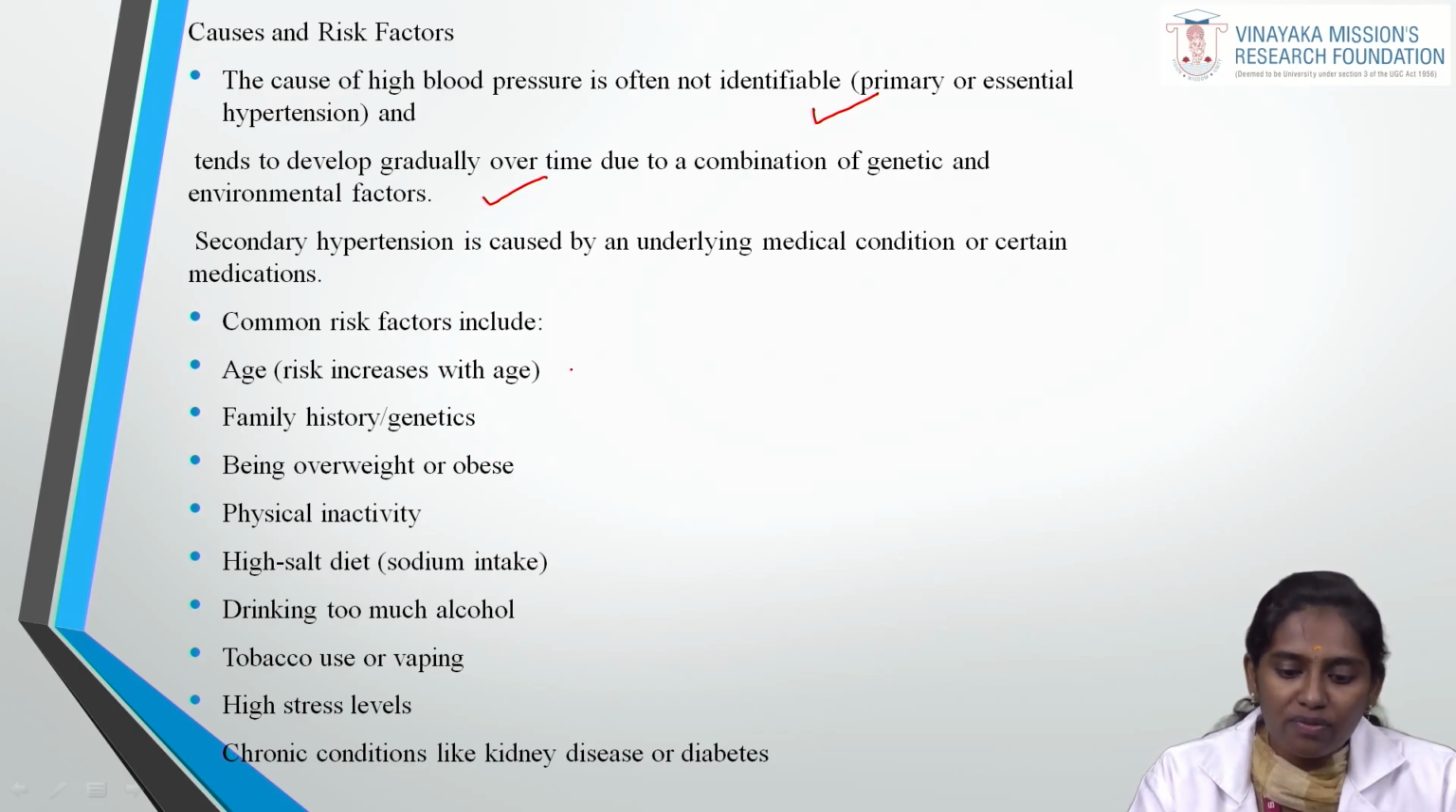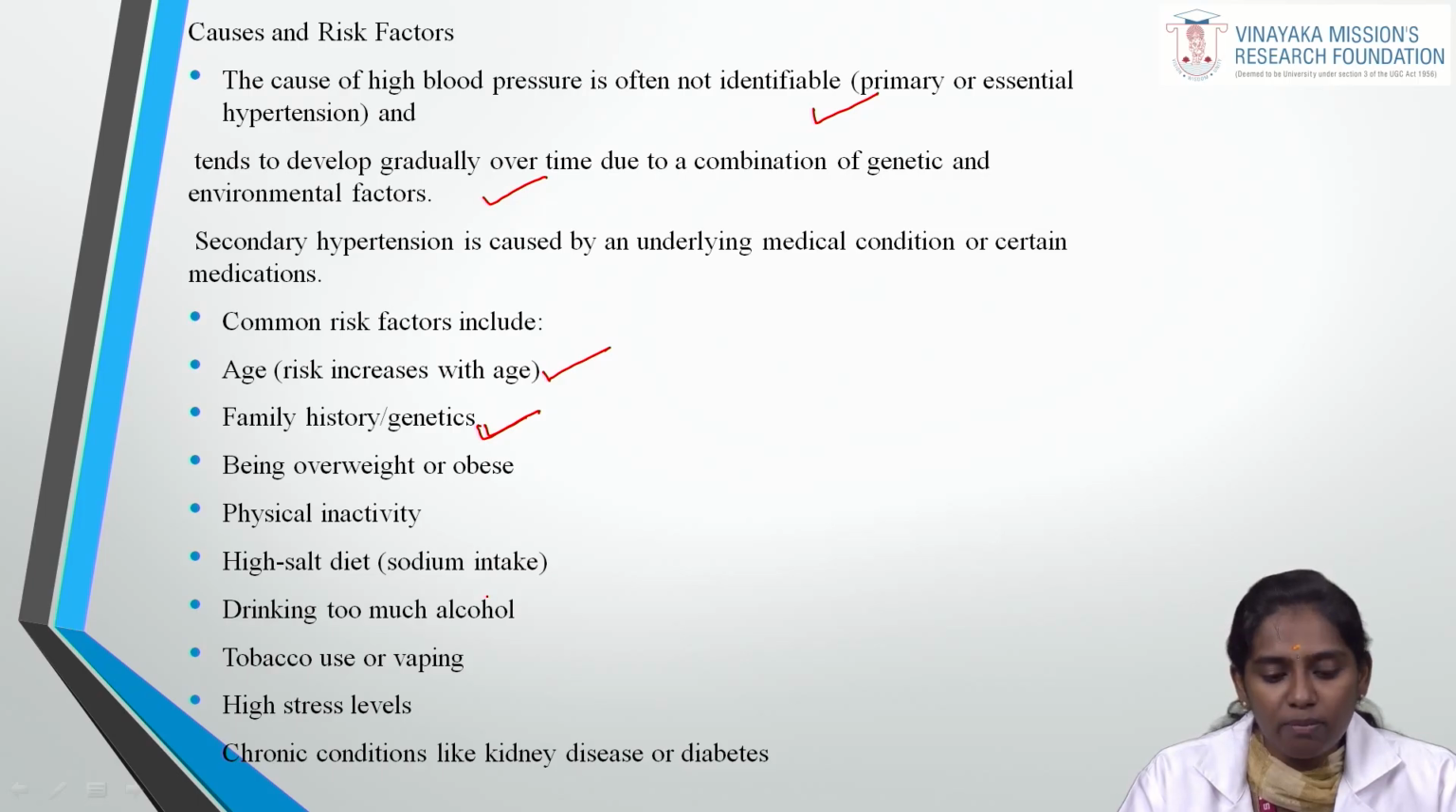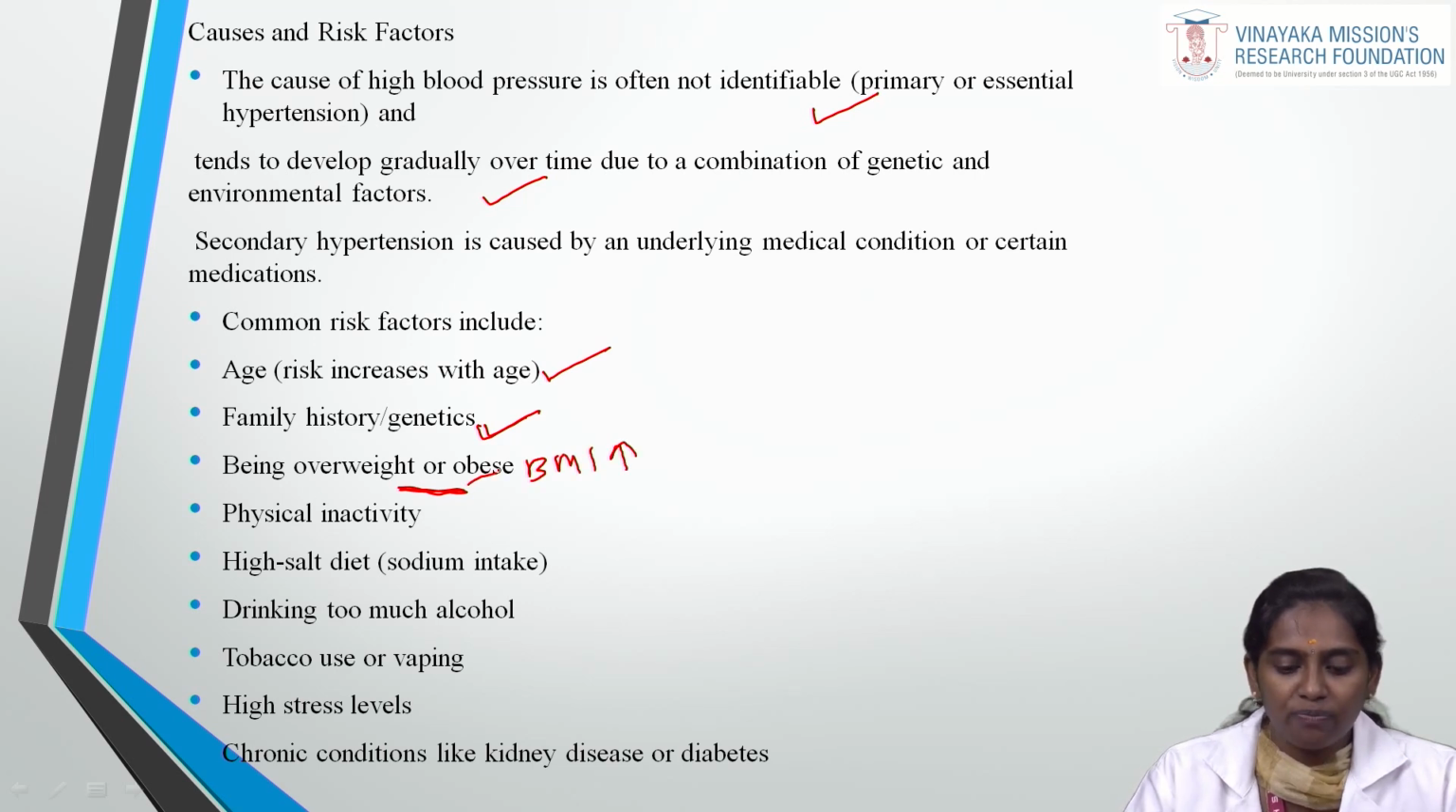What are the common risk factors? That will include age. When your age increases, your blood pressure will also increase, and your risk is also increased with age. Then family history or genetics. When your family genes have BP, you can also tend to get BP. Then being overweight or obese, with more than your normal BMI. When you have more BMI, you are in an obese condition. Then physical inactivity, where you are not doing any work. By that also you can get your pressure increased.